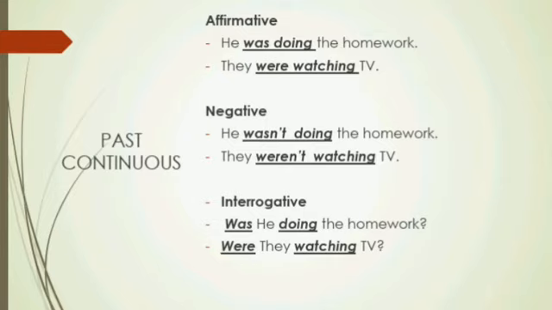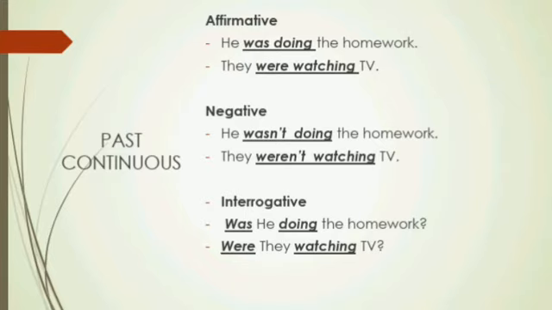For interrogative form, we use the auxiliary was or were at the beginning. Later, we use the subject, and after that, we use the main verb with ing. Example: was he watching TV? Was is the auxiliary. He is the subject. Watching is the main verb with ing.